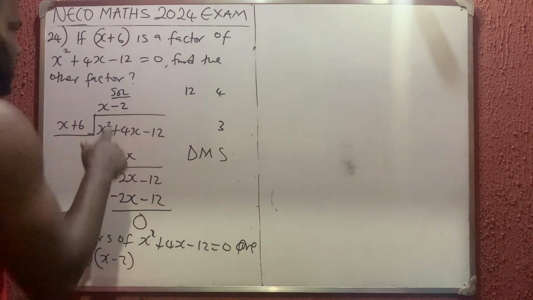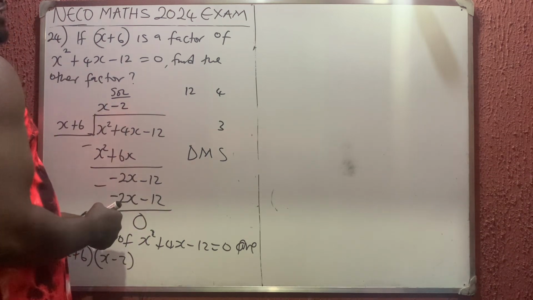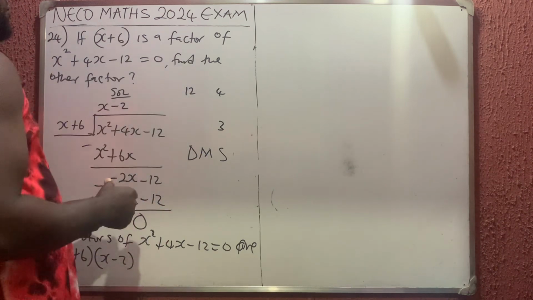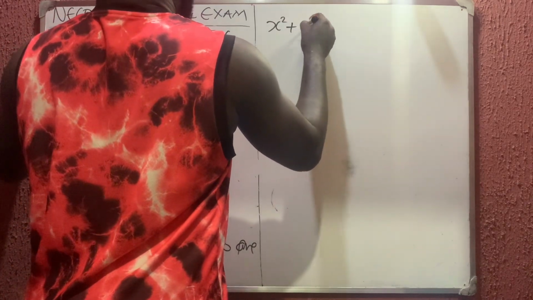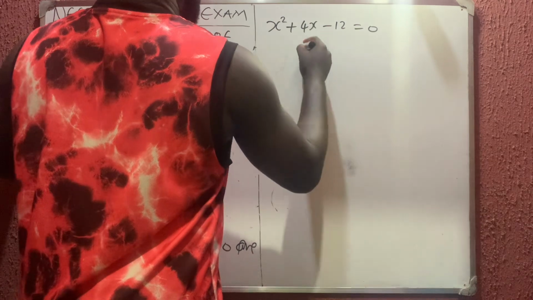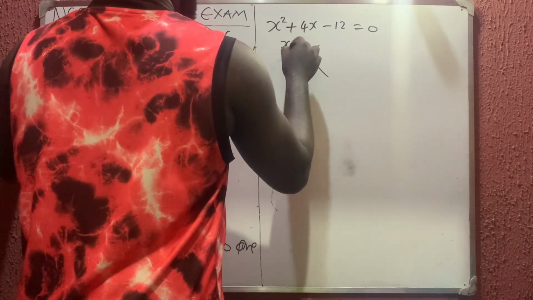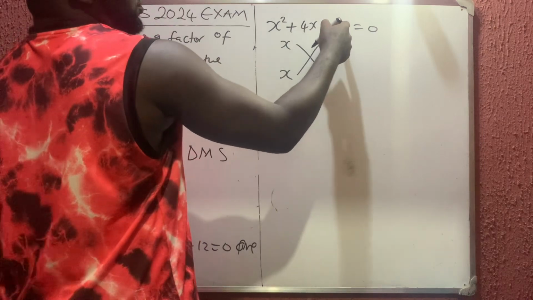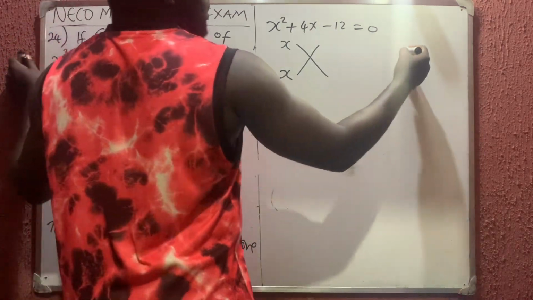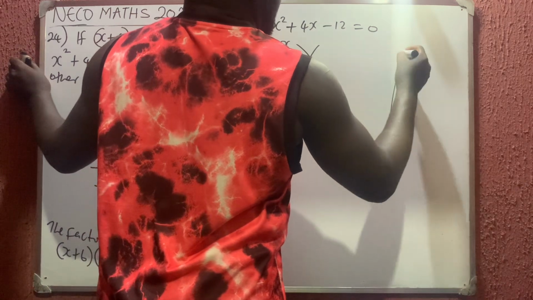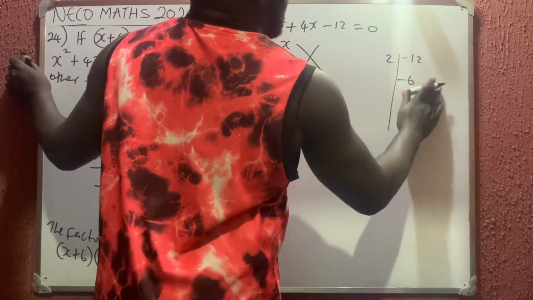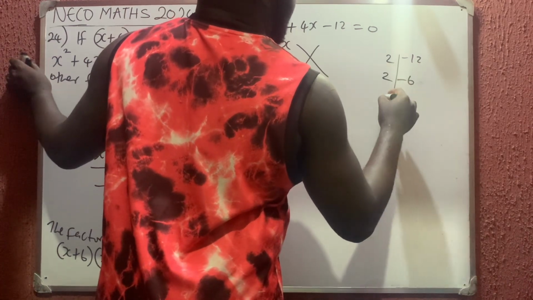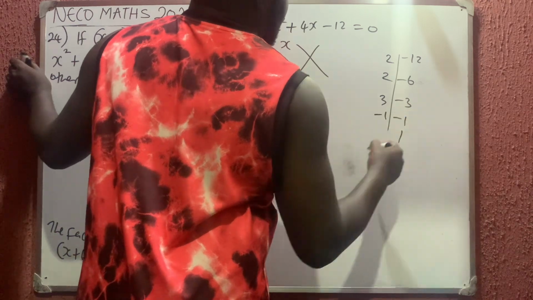Now, since this is a quadratic equation and it is obviously factorizable, and we have one of the factors, the second method is just to factorize it. So x squared plus 4x minus 12 is equal to 0. To factorize, I'm having x and x. Then share minus 12 into two people. 2 divides minus 6x, so minus 6. Then 2 divides into minus 3, and 3 divides into minus 1.